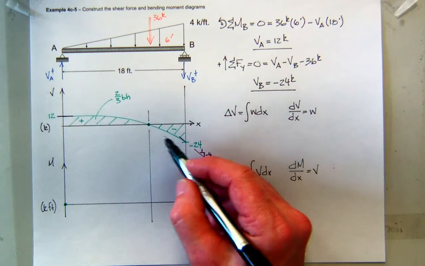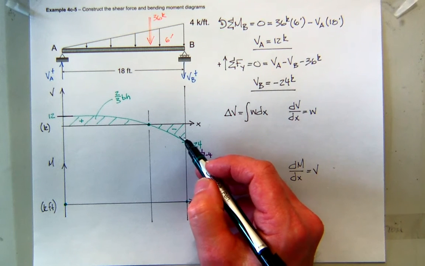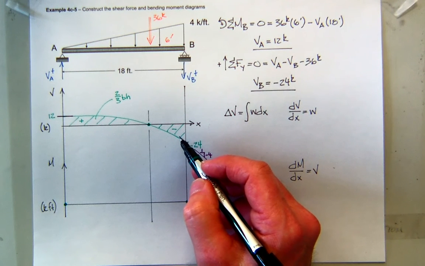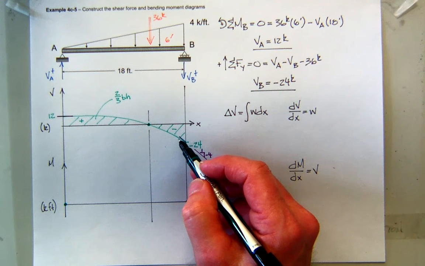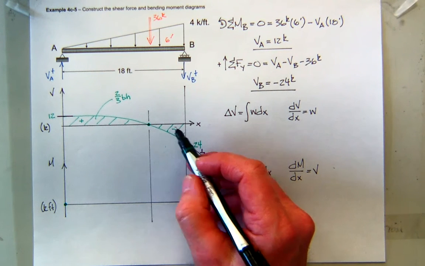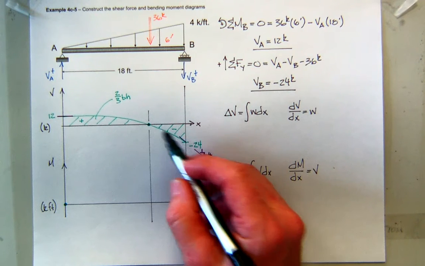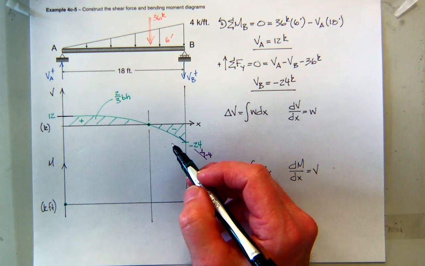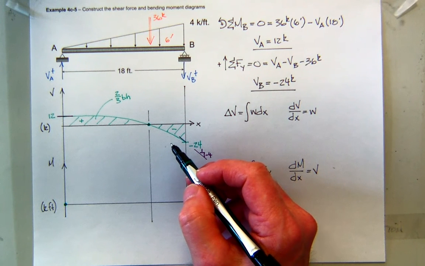What about this side over here? What's that? I have no idea. That's just a segment of a parabola, right? It's not a parabolic section. You notice it doesn't start with a slope of 0 or end with a slope of 0. I don't know how you'd find that, to be honest with you. So that's where this method kind of breaks down.